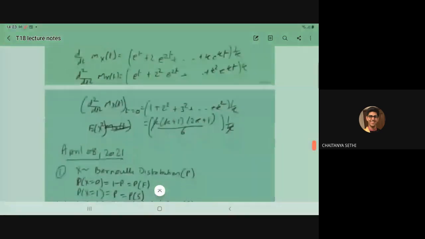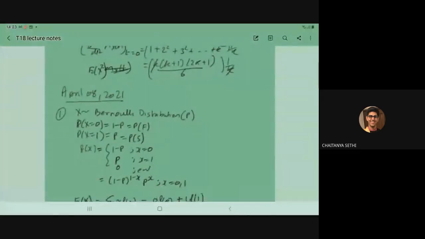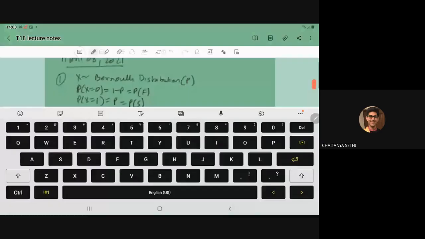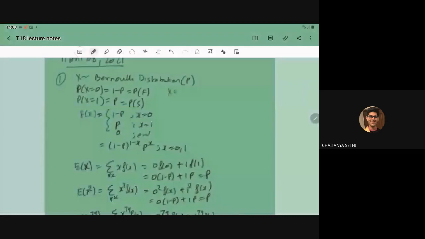So it is given to you here X follows the Bernoulli distribution. So what is the Bernoulli distribution? It is, in one trial, what is the output. X in this case measures the output of a Bernoulli trial. What is the Bernoulli trial? A Bernoulli trial is where we have only two results, either success or failure.